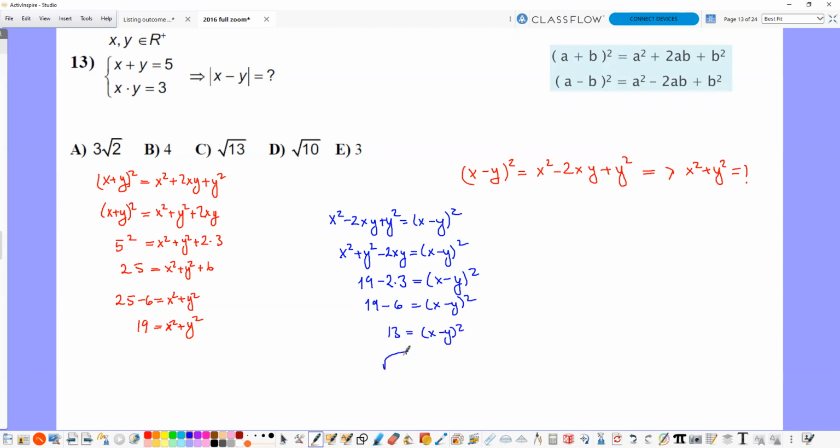And here we are going to get root of 13 is the absolute value of x minus y. So the answer is root 13. This is the answer of the question. Since we are looking for the absolute value, it means that all the answers are going to be positive.